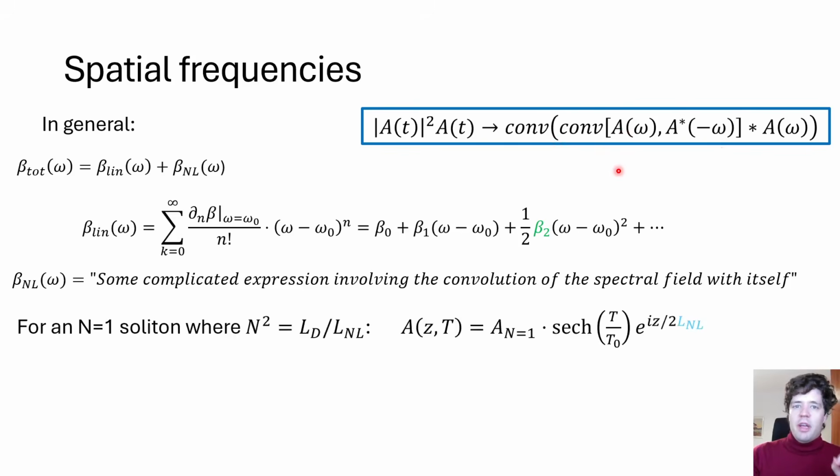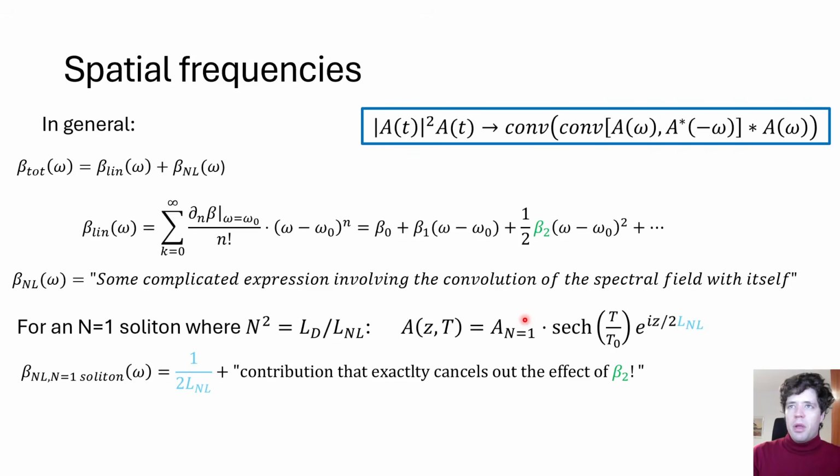But it turns out there's a special case that's very easy to handle, namely the case of a fundamental soliton. Because in this case, when you have N equal to 1 and the dispersion length and the nonlinear length are identical, we know that the signal described by a hyperbolic secant envelope with this extra phase factor and a very particularly chosen amplitude will propagate through the medium in a way that actually ignores the value of beta 2. Or what we can also say is that the nonlinear contribution to the spatial frequency will be this constant contribution from the exponential plus some additional contribution that exactly cancels out the contribution of beta 2 from the linear part of the calculation.